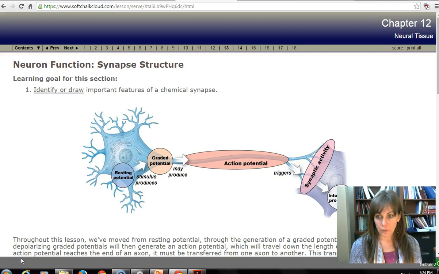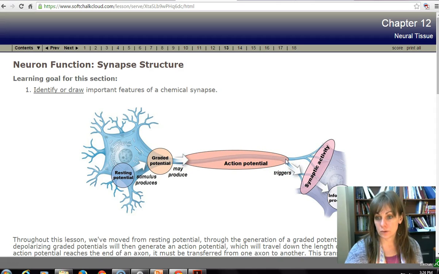Okay, so we have traveled through much of the neuron. We have started at this end where it's at rest. We've started with graded potentials that occur on the cell body and the axon hillock area. And then we talked about the triggering of an action potential in the initial segment and how that is propagated down the length of the axon.